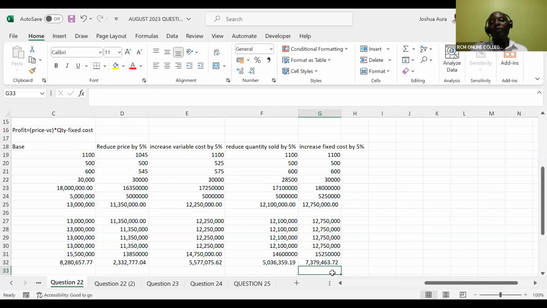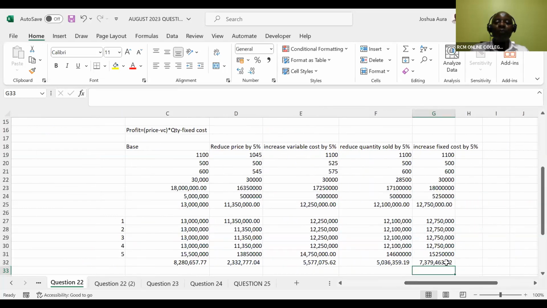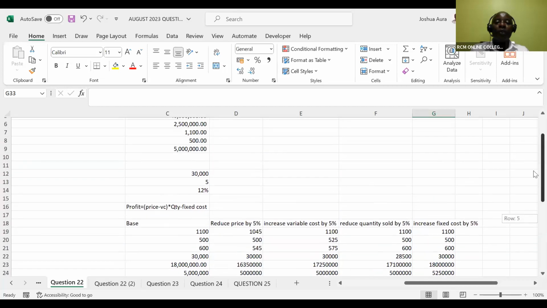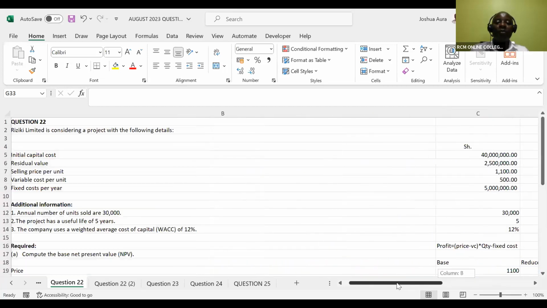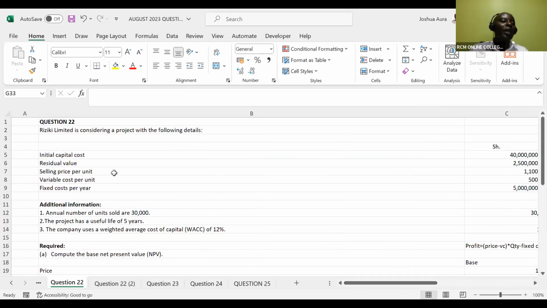Is that everything? Most of the students who are doing this question ended here. But remember, they wanted all variables to change except two. The variables these guys gave you, we have these variables here. Initial capital. We have residual. So we haven't yet changed this. So we must change the initial what here? Capital. Let's change the initial capital.